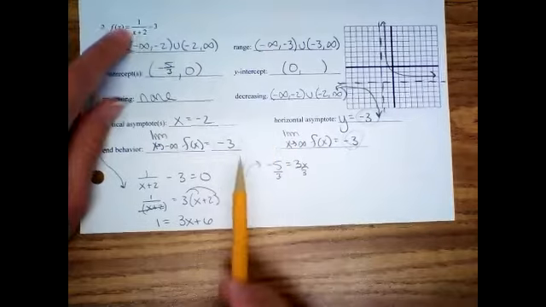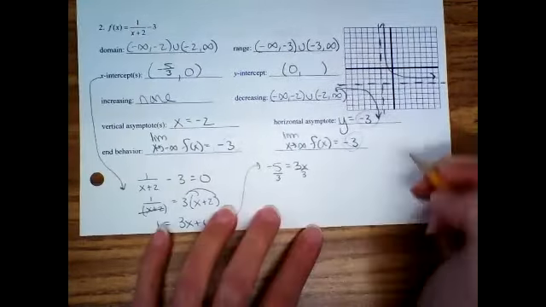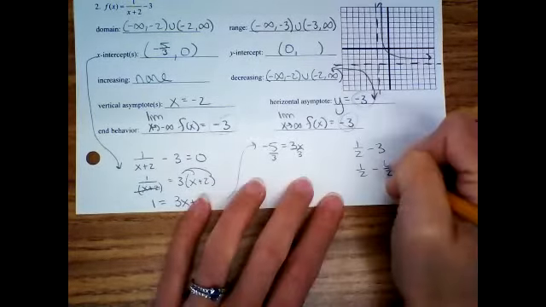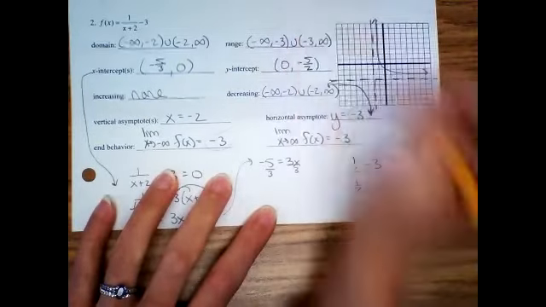If you plug in 0 for x right there, 0 plus 2 would just be 2. You get 1/2 minus 3. And so you need to get a common denominator. So here is the $1 million question: how many halves is a whole 3? Good. 6 is 2 times 3. So 1/2 minus 6 halves is negative 5 halves. So you have 0, negative 5 halves.